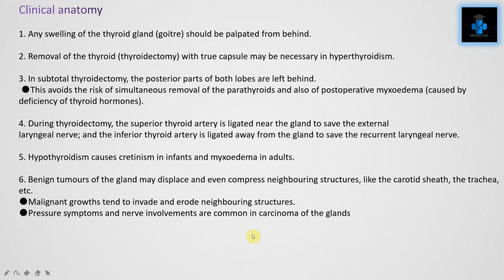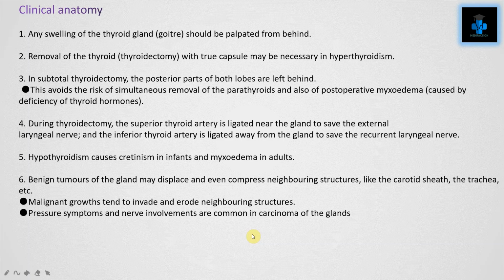Number 4. During thyroidectomy, the superior thyroid artery is ligated near the gland to save the external laryngeal nerve, and the inferior thyroid artery is ligated away from the gland to save the recurrent laryngeal nerve. Number 5. Hypothyroidism causes cretinism in infants and myxedema in adults.